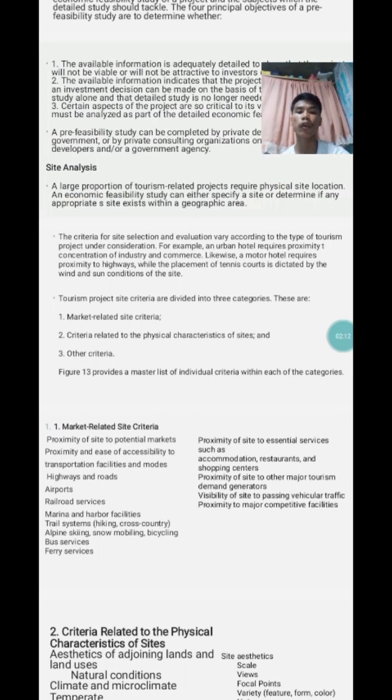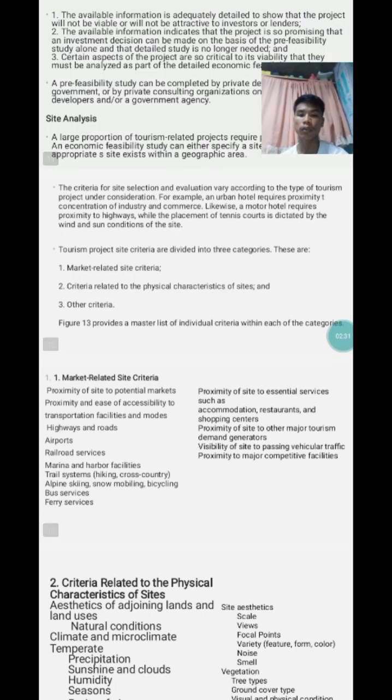For example, an urban hotel requires proximity to concentrations of industry and commerce. Likewise, a motor hotel requires proximity to highways, while the placement of tennis courts is dictated by the wind and sun conditions of the site. Tourism project site criteria are divided into three categories. These are market-related site criteria, criteria related to the physical characteristics of sites, and other criteria.